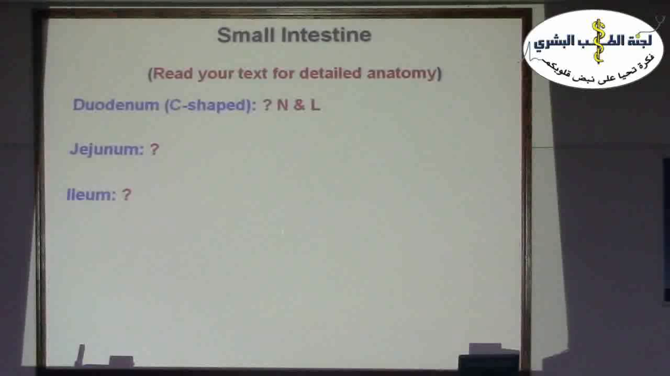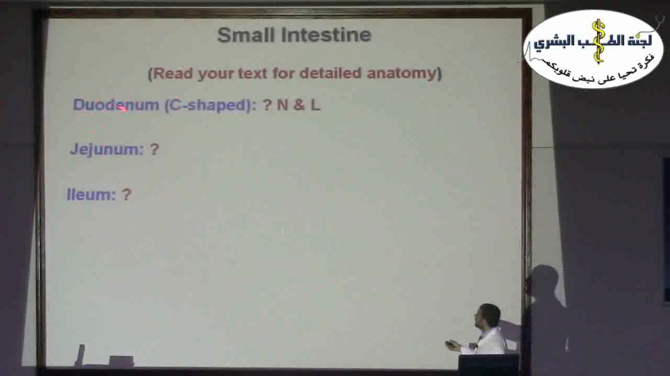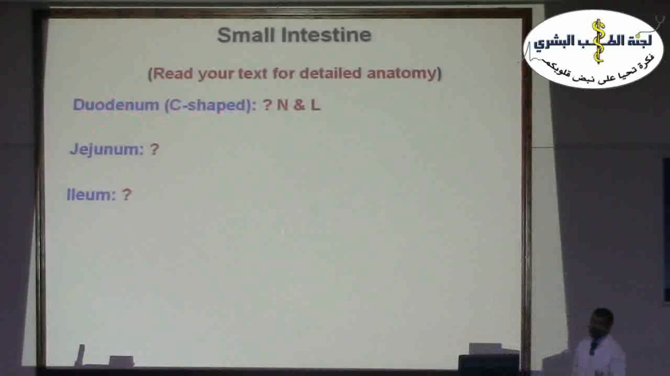The first 2 centimeters are intraperitoneal, then most of it, so in general, it is retroperitoneal. Is it primary or secondary? Secondary retroperitoneal structure. Remember, you have 4 primary retroperitoneal structures in the abdominal cavity, and another 4 secondary retroperitoneal structures. So in general, you have 8 structures located behind the peritoneum in the abdominal cavity. Duodenum is 25 to 30 centimeters, very short.